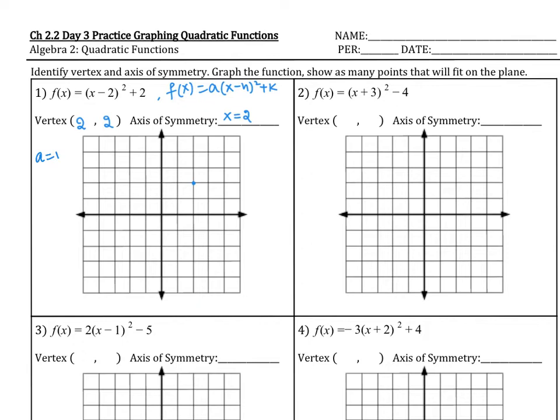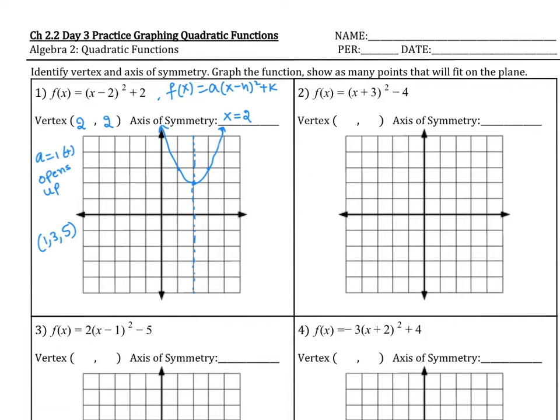So if a is 1 and it's positive, it's going to open up, and it's also going to follow the pattern that is 1 up, 3 up, and 5 up. So it's going to be 1 up, and then from here you're going to go 1, 2, 3 up, which is a little bit outside of the graph, but we can just deal with it by graphing like that. And the center line is always the axis of symmetry that divides the parabola into two equal halves.